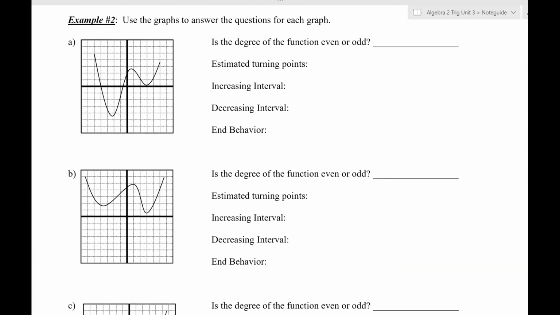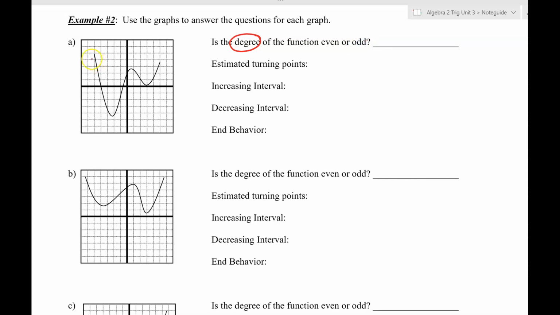Now in these next questions, I want to be really careful because we talk about even or odd, and you guys are going to talk about this again in pre-calc. We are not saying that the function is even or odd here. We are focusing on degree. So it's very important that we make this distinction that we are specifically talking about degree.